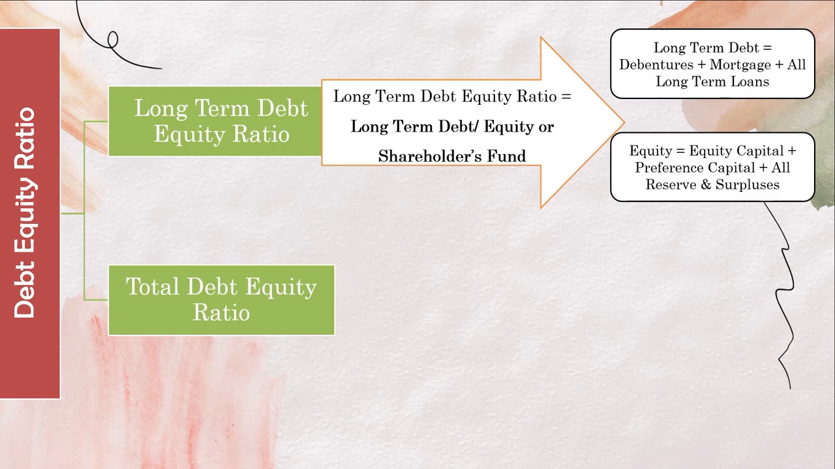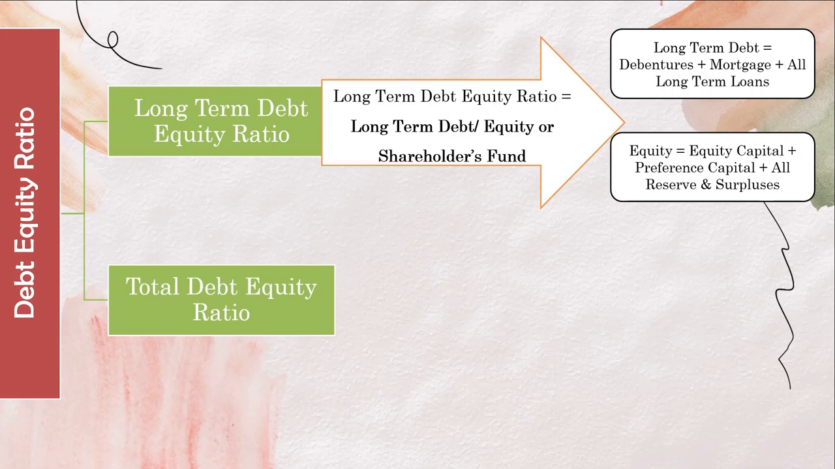The long-term debt should be calculated by adding debentures, mortgages and all long-term loans. The next component is equity. The value should be calculated by adding equity capital, preference capital and all the reserves and surplus. We know that these are the funds available for the equity shareholders, so we can say it is the shareholders fund. There is also another term, net worth.